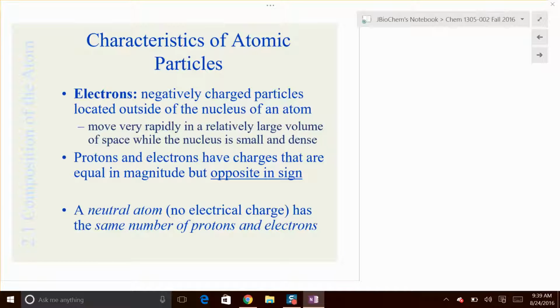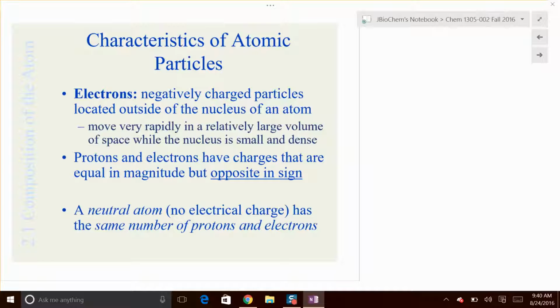So a neutral atom is an atom that has the exact same number of protons as it does electrons. Because if it has the same number of protons as electrons, they balance each other and you are left with a zero charge. And that's what we would consider most of the elements to be, at a zero charge.